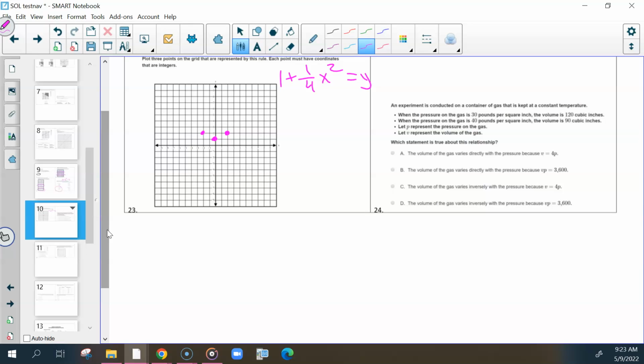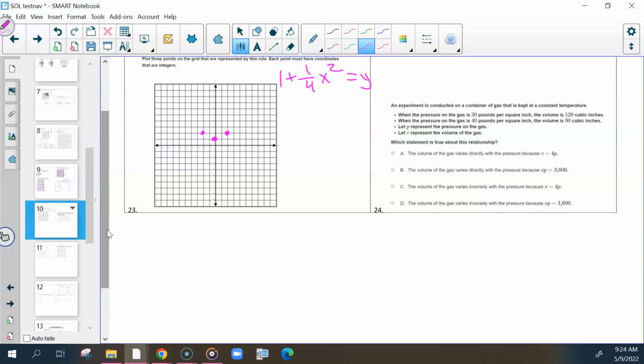With 24, I'll read through this first. An experiment is conducted on a container of gas that is kept at a constant temperature. When the pressure on the gas is 30 pounds per square inch, the volume is 120 cubic inches. When the pressure is 40 pounds per square inch, the volume is 90 cubic inches. Let P represent the pressure on the gas, let V represent the volume of the gas. Which statement is true about this relationship?